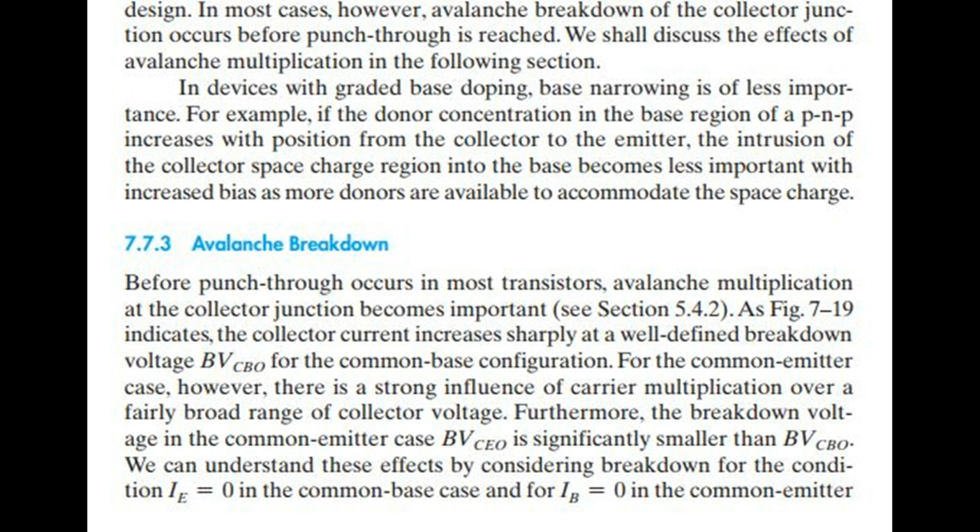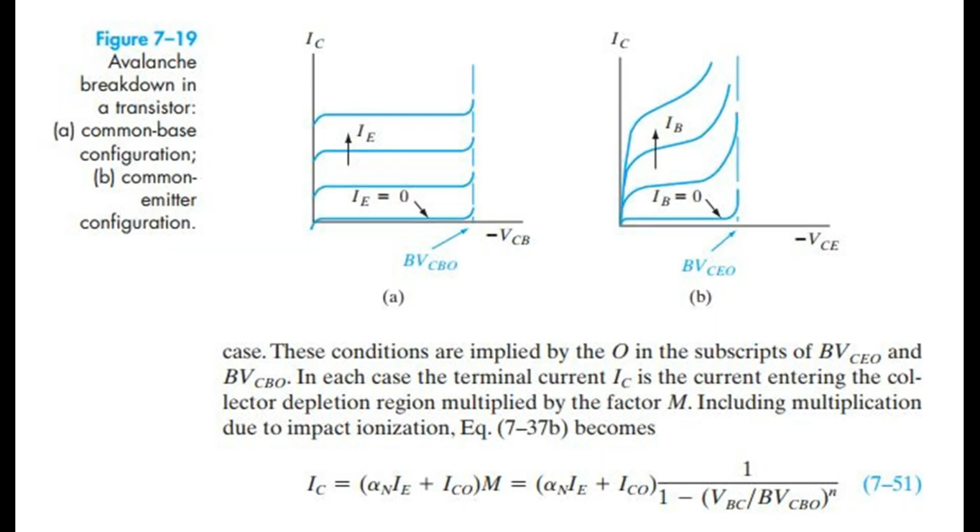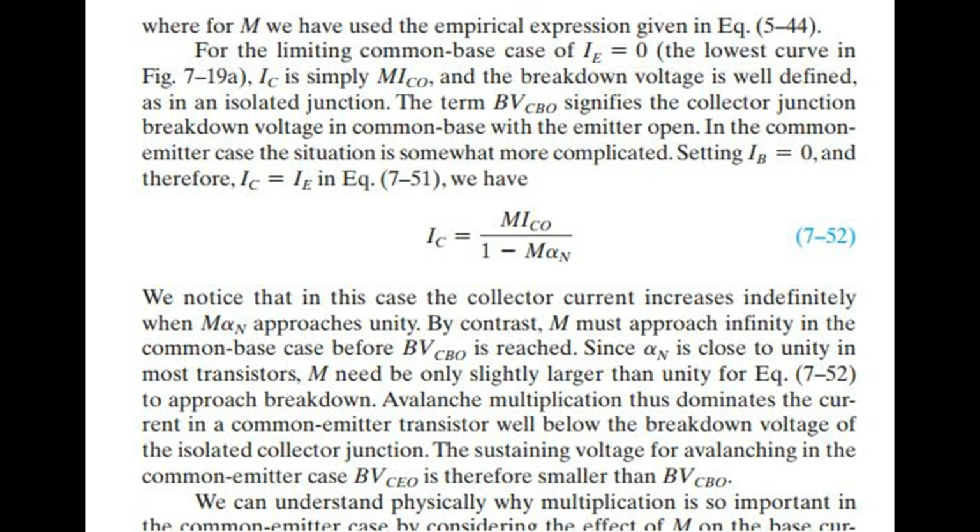We can understand these effects by considering breakdown for the condition IE equals 0 in the common base case and for IB equals 0 in the common emitter case. Figure 7.19: avalanche breakdown in a transistor, (a) common base configuration, (b) common emitter configuration. These conditions are implied by the O in the subscripts of BVCEO and BVCBO. In each case the terminal current IC is the current entering the collector depletion region multiplied by the factor M, including multiplication. Due to impact ionization, Eq. 7-37b becomes, where for M we have used the empirical expression given in Eq. 5-44.